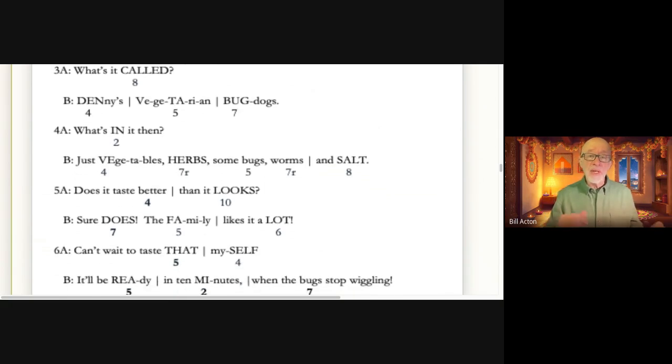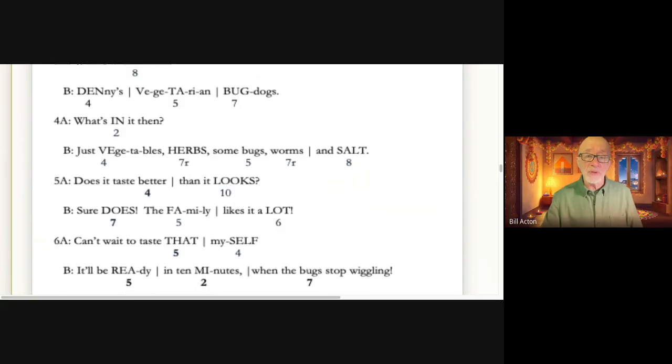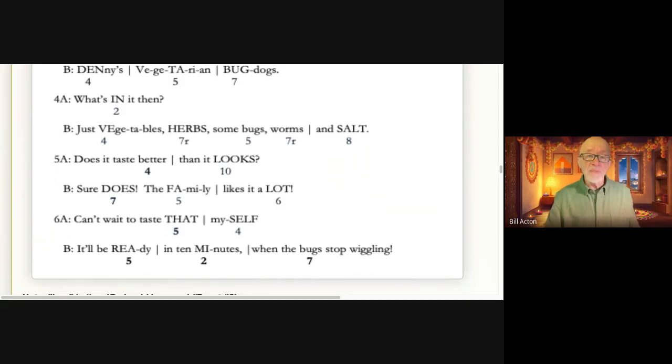5A. Does it taste better than it looks? So 4, 10. Does it taste better than it looks? Does it taste better than it looks? Again, after you practice each line a few times, then you go back and do it all the way through. And I'll show you something else you can do with it after you get through with it all the way through.